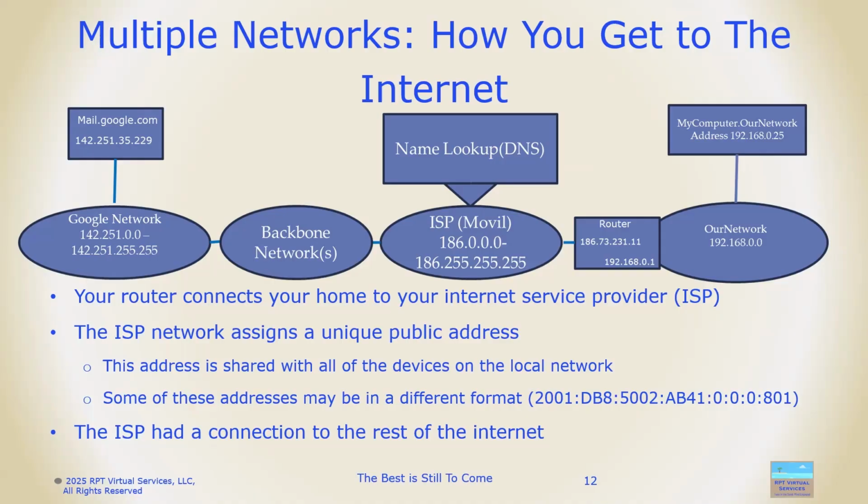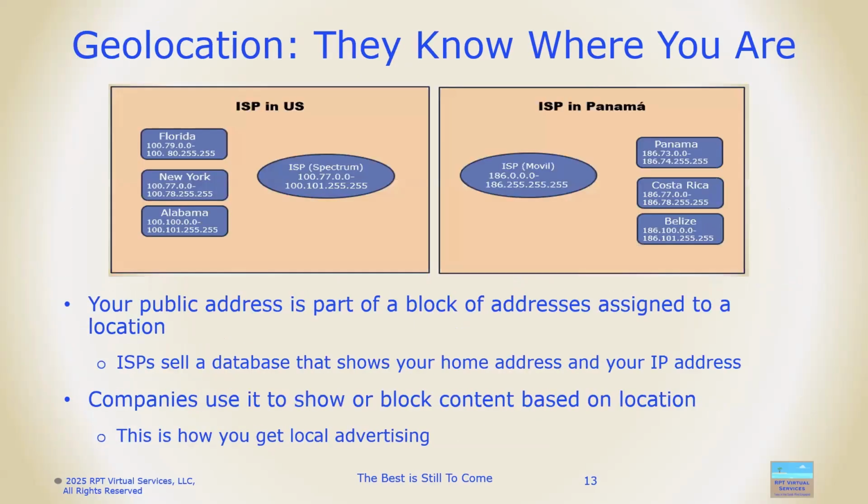So the router translates all the traffic coming into that IP address and keeps track of the conversations that you're having. So if you have multiple computers on your local network, they all go through the router and they all share that one public address. So then it connects to google.com or wherever.